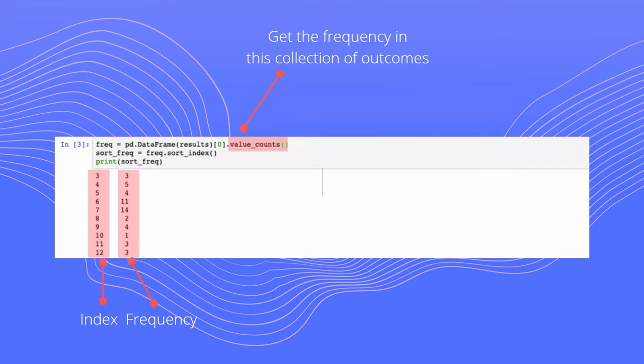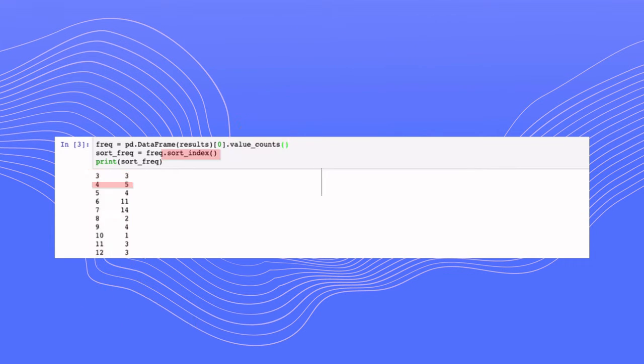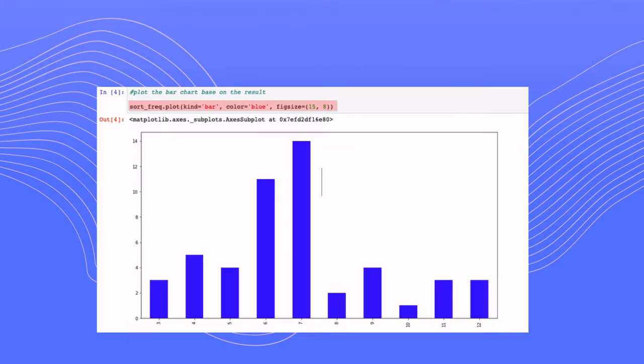Now, we want to know the frequency of this collection of outcomes. There is a very useful method of data frame called value_counts. It outputs a pandas Series, which has only one column compared with a data frame. Its index is a list of different outcomes and the value column is the frequency. We can also sort this series according to the index using sort_index. For example, in this picture, the second row means that the frequency for an outcome of 4 is equal to 5. We can also plot frequency using this line of code.